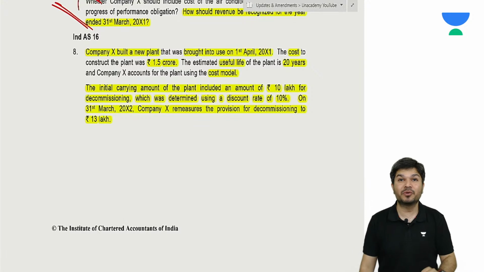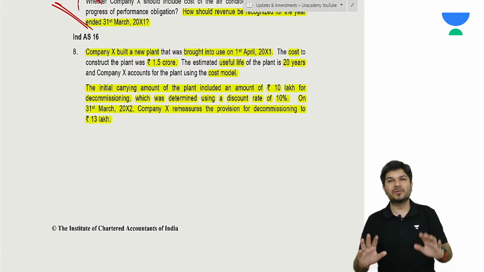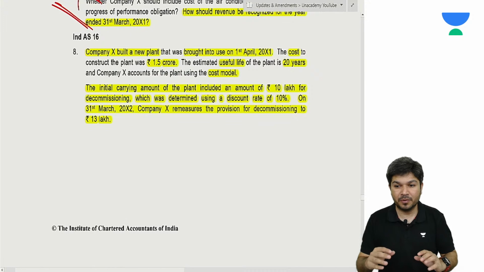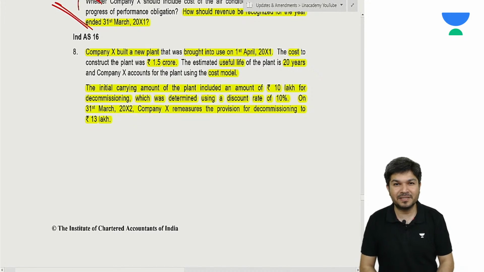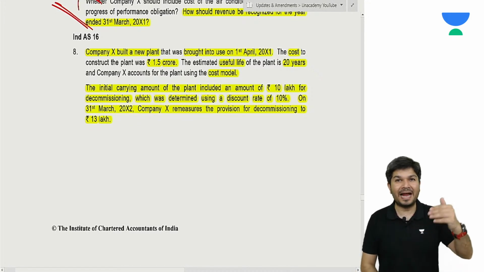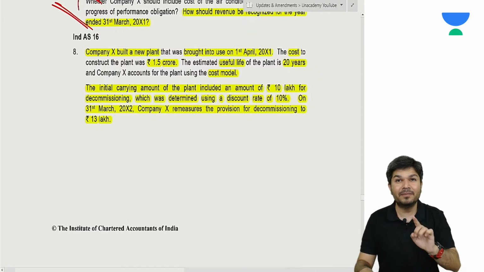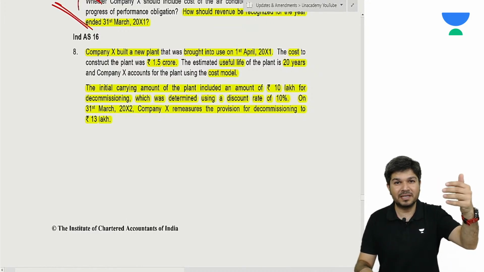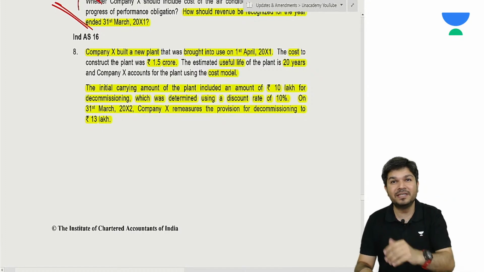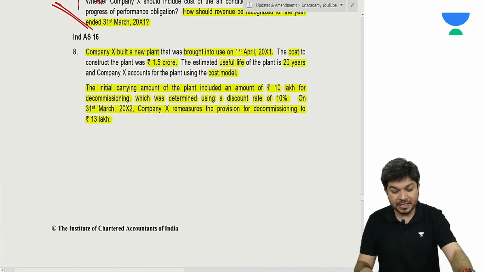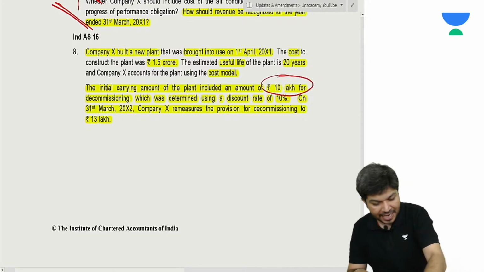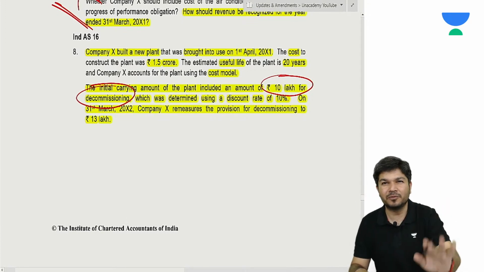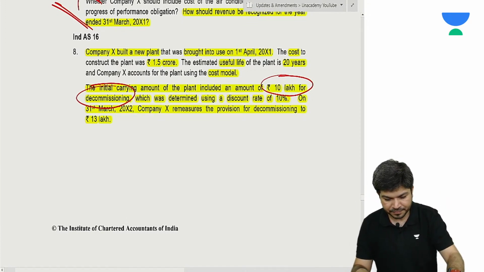Thank you. Next one, question number 8. Question 8 is also a simpler one. Only thing is, day one in your PPE, there is some provision for decommissioning expense. So a decommissioning liability is created and added to your asset on day one. So on day one, the decommissioning amount is added to the asset and credited to the liability for decommissioning. Now that liability for decommissioning is changing. When is it changing? Check. So it included 10 lakh for decommissioning. This is already the present value.